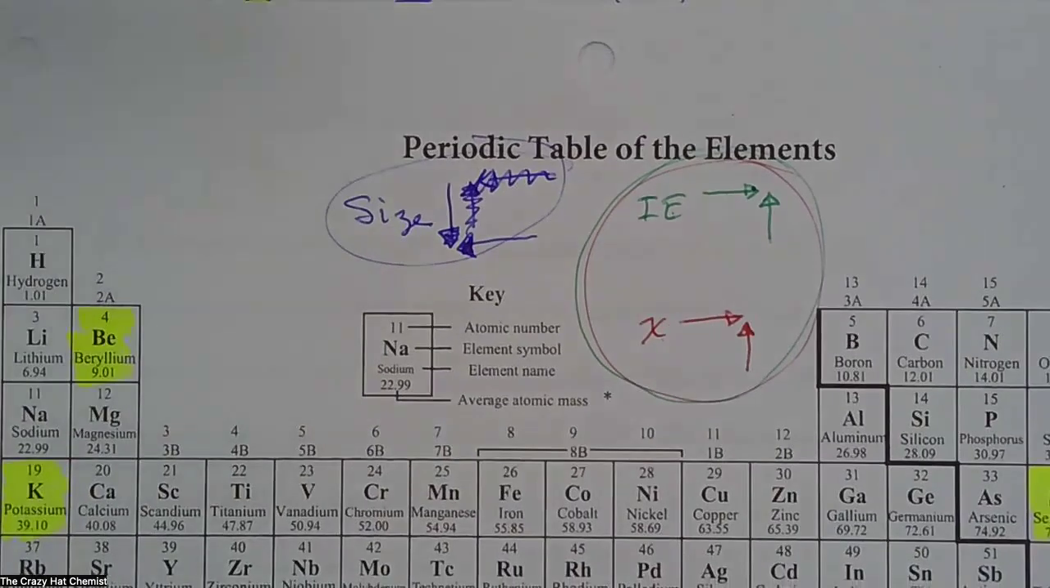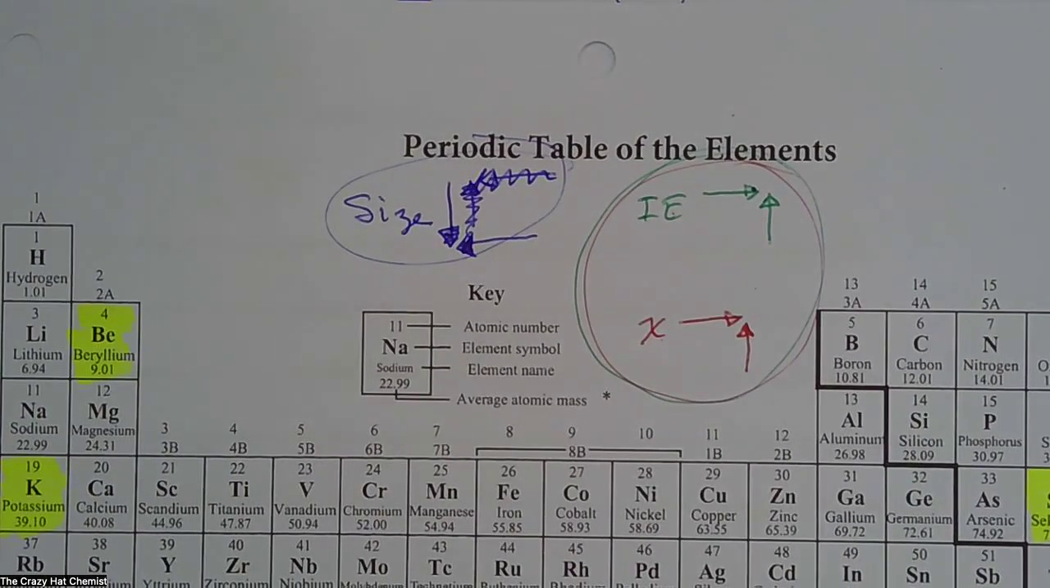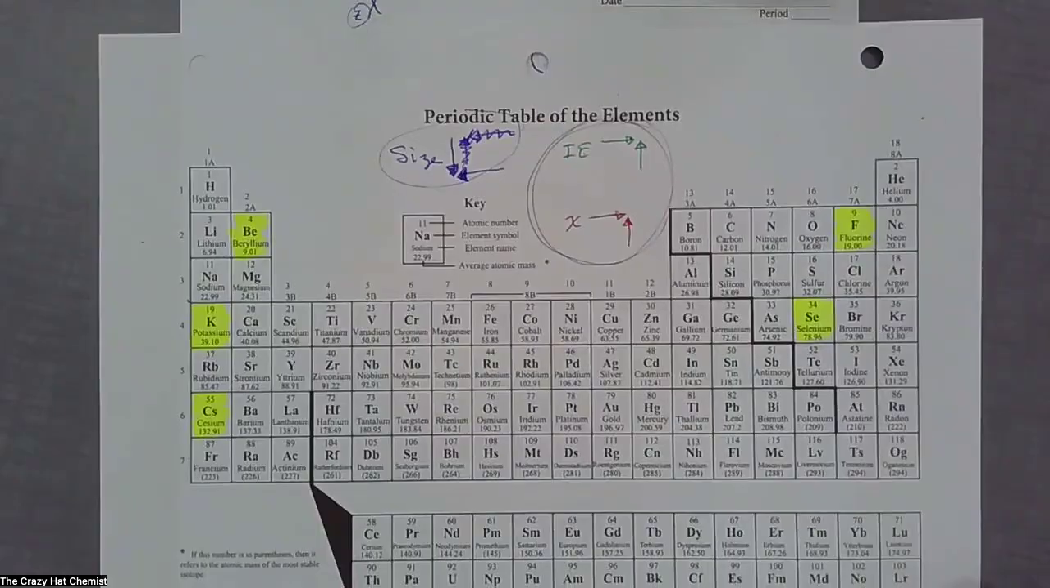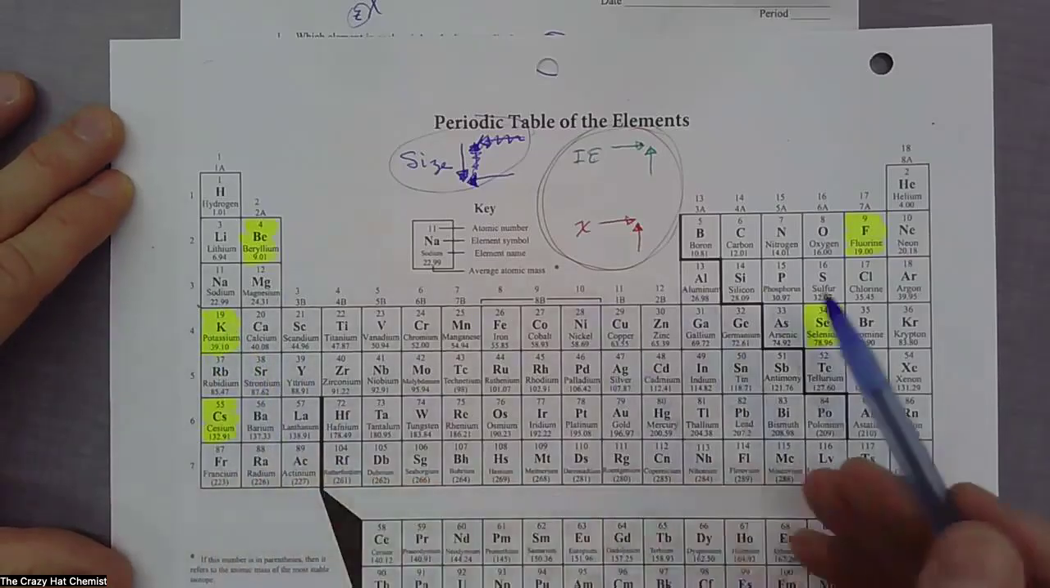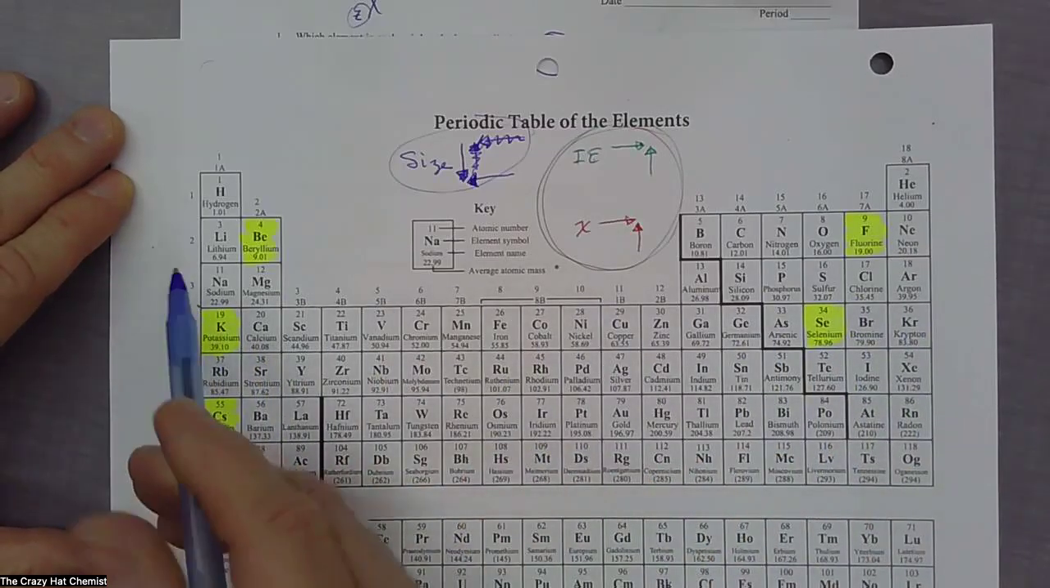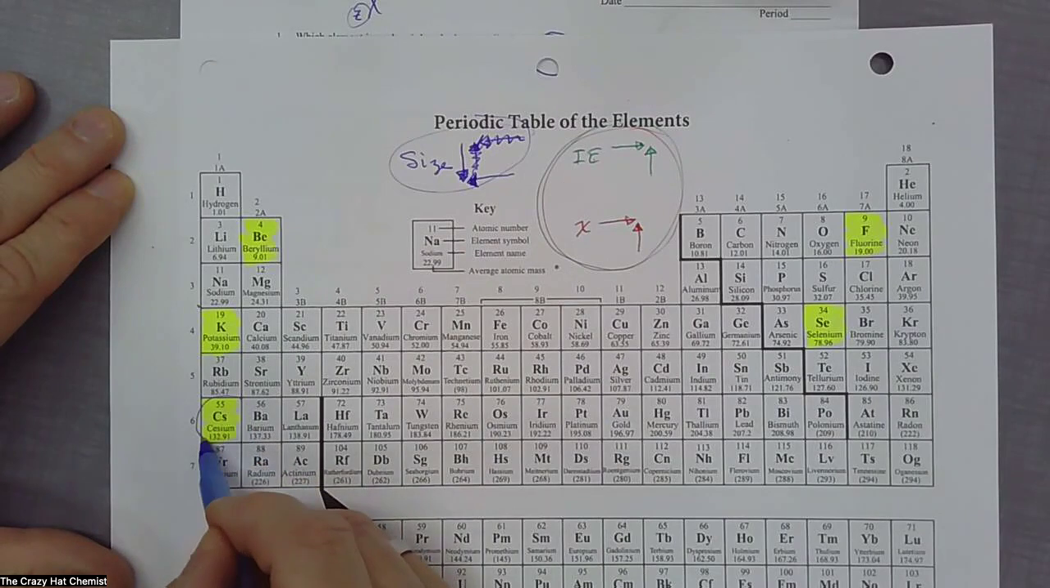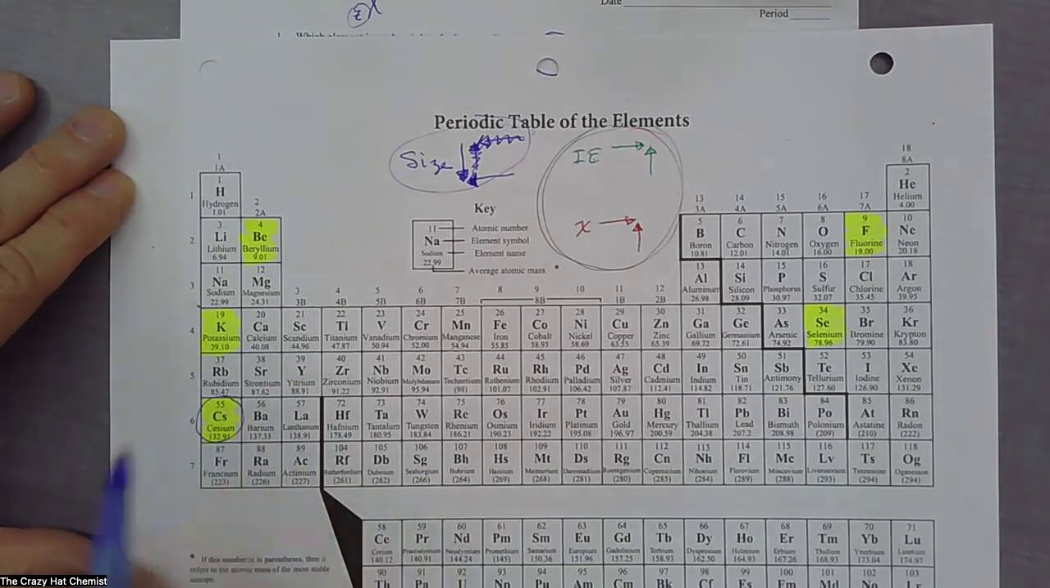All right, so let's go back to this here. Hopefully you caught that. And so let's see if we can answer this question. Which one is largest in size? Well, the one that's largest in size is the one that's furthest to the left and furthest down. So that would be cesium. This would be the largest in terms of size.